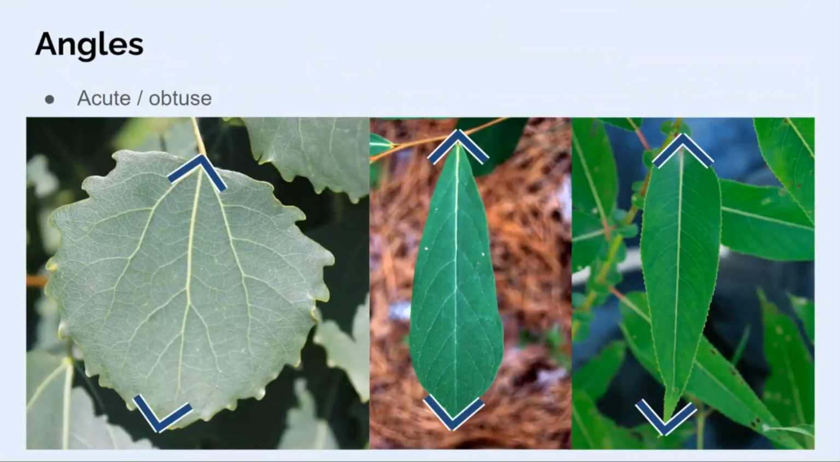Angles: this one does stick pretty well with geometry, so sometimes leaf bases or tips are described as acute or obtuse. What I put on here are 90-degree angles. Acute angles are less than 90 degrees. Obtuse angles are greater than 90 degrees.